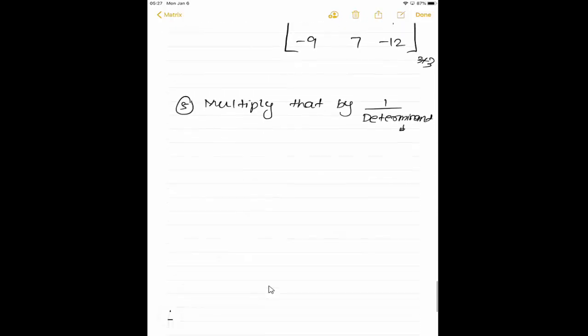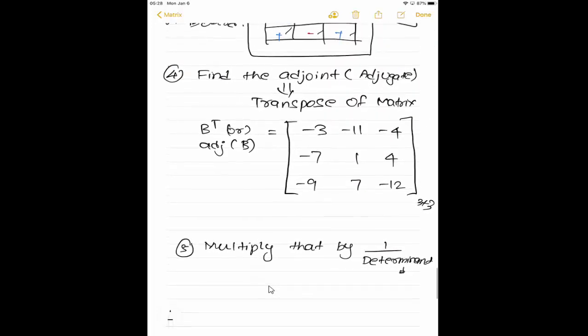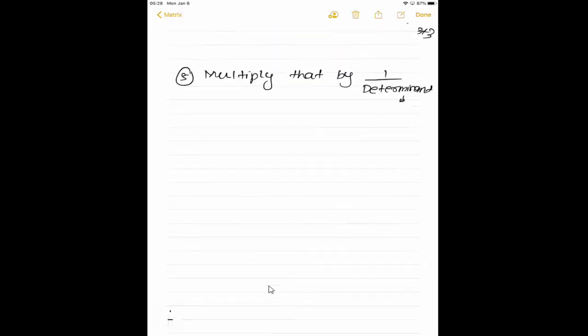After this, the fifth step is you have to multiply the adjoint by 1 by determinant. It is nothing but the formula of A inverse. A inverse equals 1 by determinant of A into adjoint of A, where determinant of A is not equal to 0. We have checked this. Now we know the adjoint value and the determinant value. Just substitute the values and find the final output.